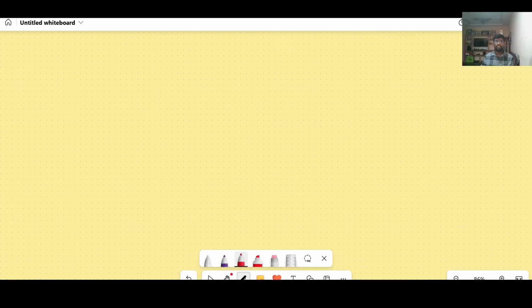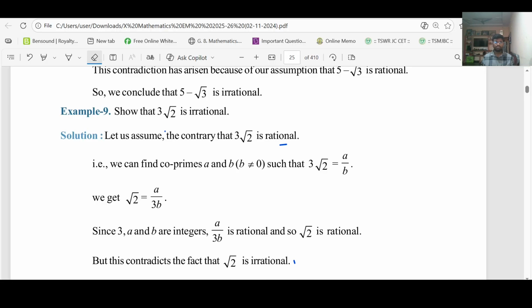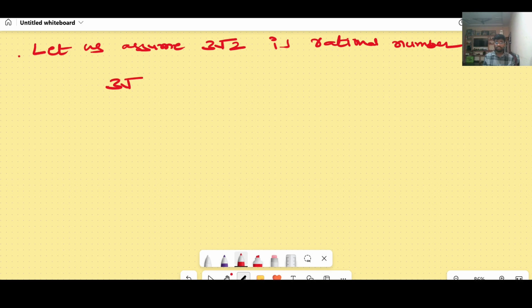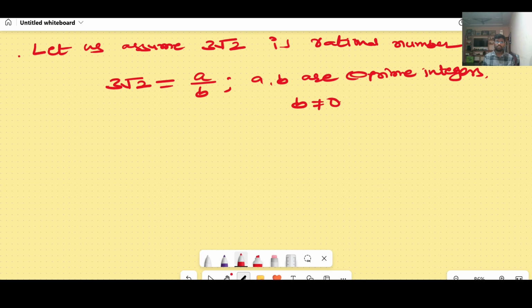Right, now we will discuss example 9. We need to prove 3 root 2 is an irrational number. Look at here. First, we will assume 3 root 2 is a rational number. If it is a rational number, it can be in the form of a by b, where a comma b are co-prime integers and b should not be equal to 0, right?